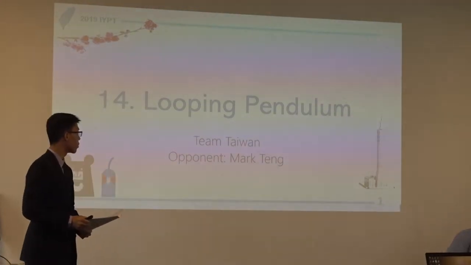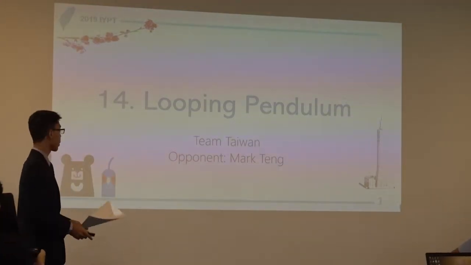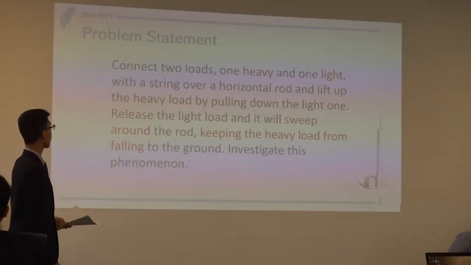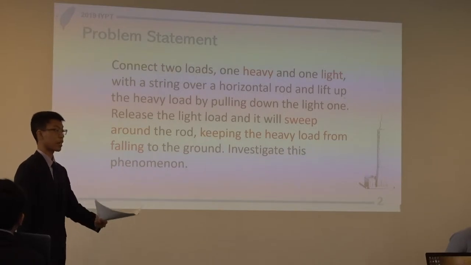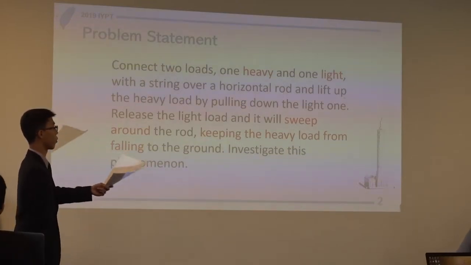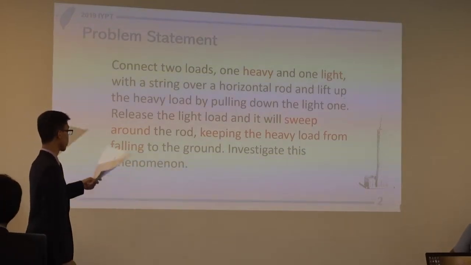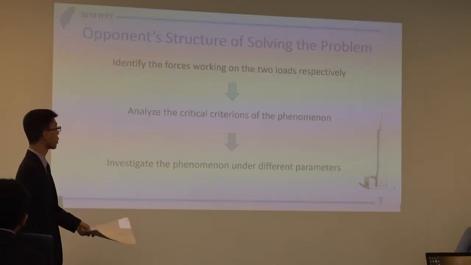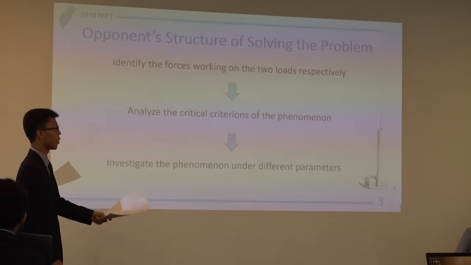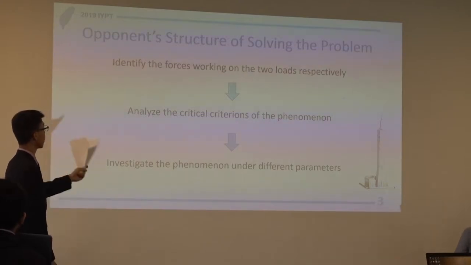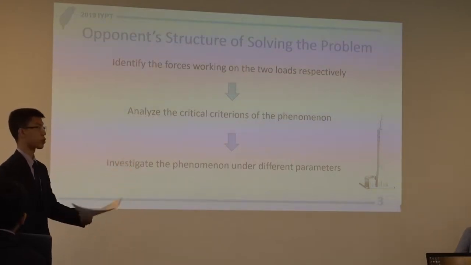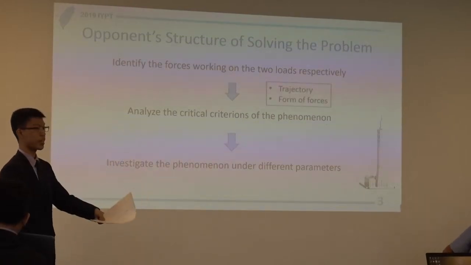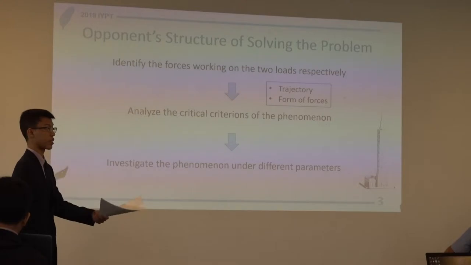Good morning, everyone. I'm the opponent from Team Taiwan, and today I'm going to be presenting our position on problem number 14, Tokyo Pendulum. So here's the problem statement. The problem statement asks you to investigate a motion consisting of two loads connected by one line, which contains the swinging motion of the line and eventually keeping the heavy load from falling. So this is the full structure for solving the problem. So first we will identify the forces working on the two loads respectively, which the report has done a good job on, from analyzing the trajectory and investigating the normal forces inside the system.